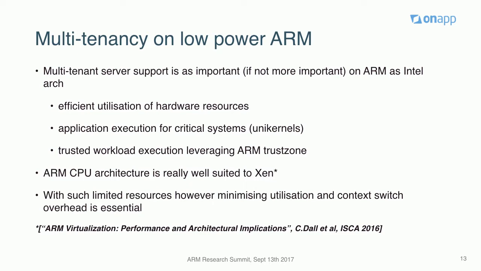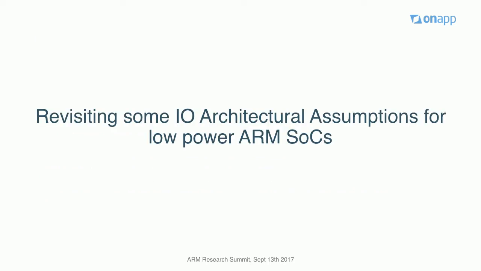The ARM CPU architecture is actually very well suited to Xen, and I would draw your attention to the Christoffer Dall paper, which gives a very interesting breakdown of some of the performance benefits of the ARM architecture over Intel. However, one of the conclusions of the paper, which we absolutely concur with, is that it's very important on the ARM architecture to minimize the utilization of the system for system management overhead, and in particular to minimize the context switch overhead that is one of the challenges with the virtualization system.